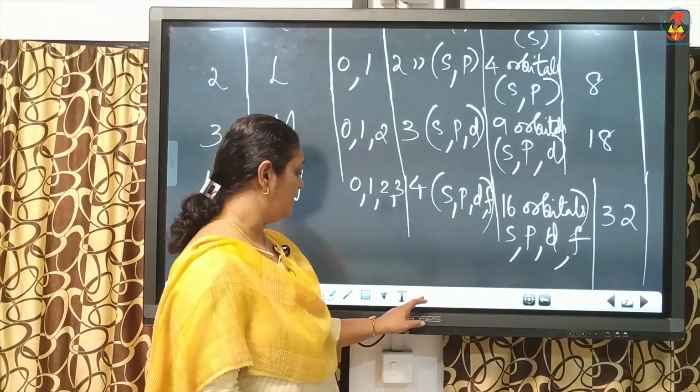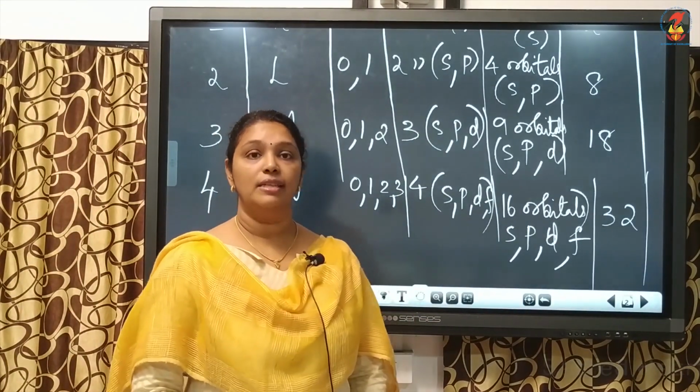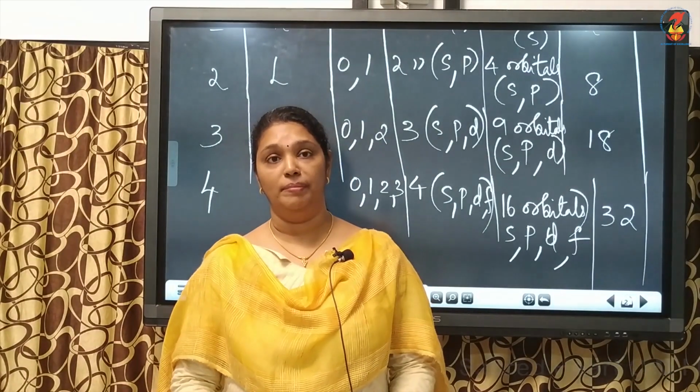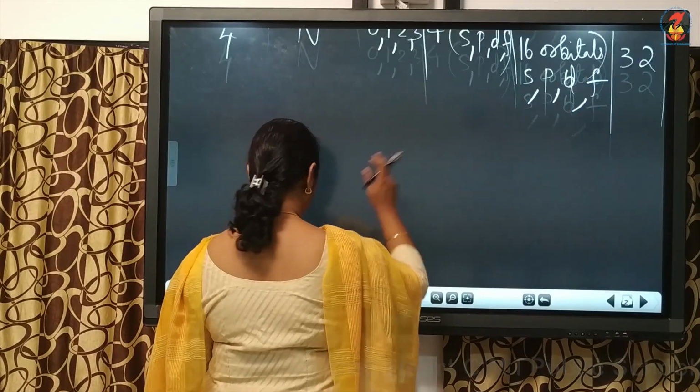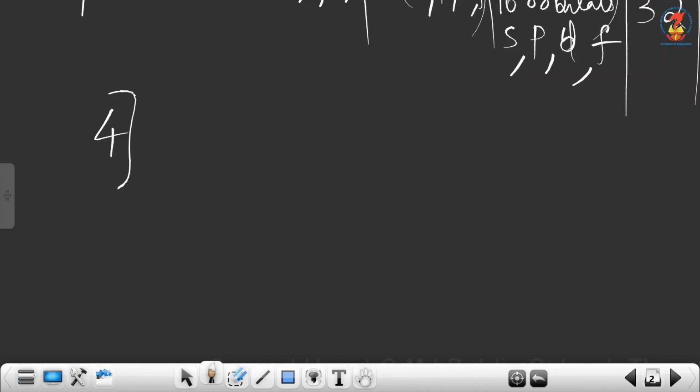Okay, so this is the table. Now next let's see one more quantum number, that is the fourth, spin quantum number.